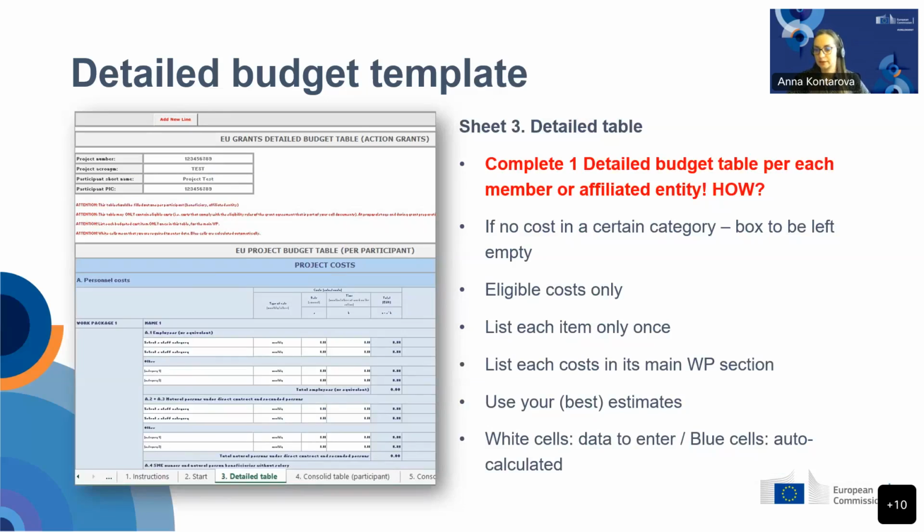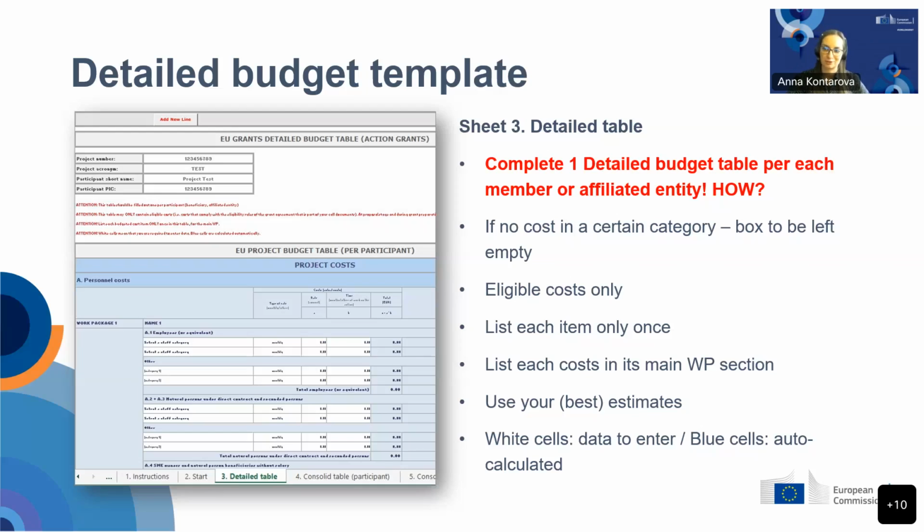This detail table will have to be submitted for each member of the consortium and in case there is an affiliated entity. So how will you do it? Your budgets have to be based on detailed, reasonable and accurate estimates. No one is asking for the real cost at this moment. It will always be estimates for the project proposal. So this budget table is broken down by cost categories and work packages.